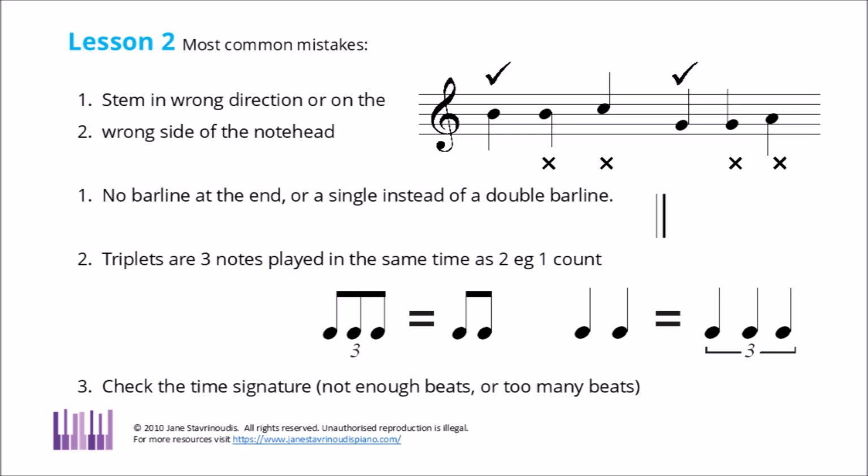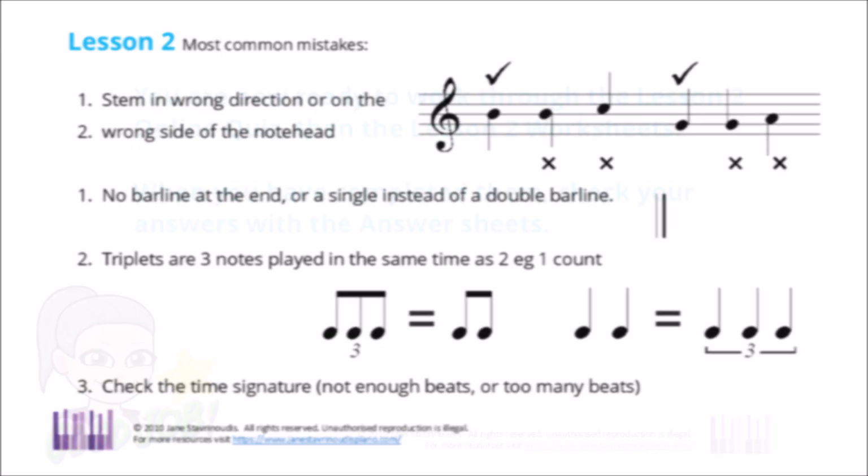The most common mistakes made by students are these: putting stems in the wrong direction or on the wrong side of the note head, or both; forgetting to put a bar line at the end, or using a single rather than a double bar line; forgetting that triplets are 3 notes played in the same time as 2 of the same kind; and not checking the time signature and the number of beats in each bar.